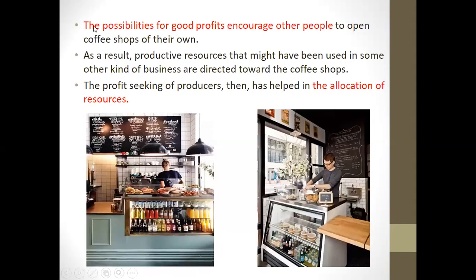Muy bien. Now, the possibility for good profits encourage other people, o sea, otros entrepreneurs to open coffee shop of their own. As a result, productive resources that might have been used in some other kind of business, por ejemplo, otro tipo de negocio, por ejemplo, salones de belleza, barbería, restaurantes, are directed towards the coffee shop.